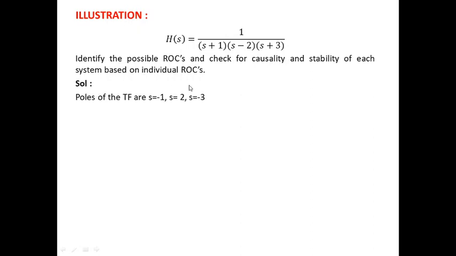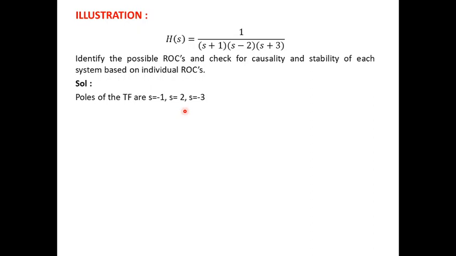So how do we go with it? First, identify the poles of the system. The poles of the transfer function are s equal to minus 1, s equal to 2 and s equal to minus 3. So, to check for causality and stability with ROC, you need the transfer function h of s. From it, you identify the poles, and from the poles, you can list out the possible ROCs.